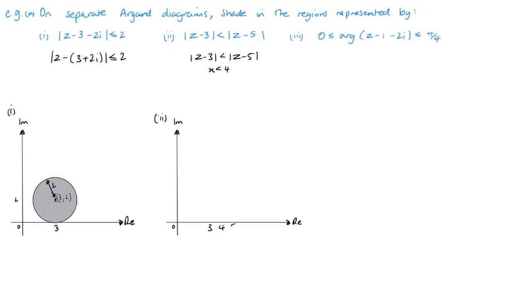So let's put 3, 4 and 5 down. Then what I want is a straight line at x equals 4. And it would be a dashed line because it's just less than, it's not equal to. And then I want to shade everything to the left of this line, like so. Now let's move on to the third one.